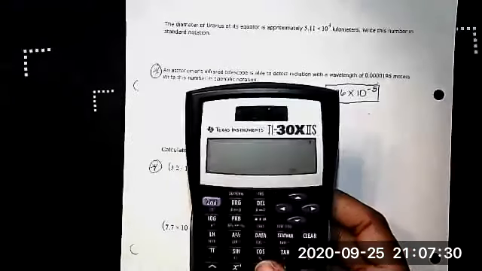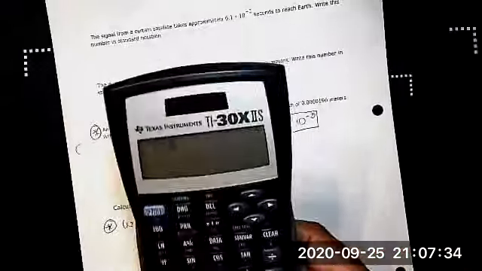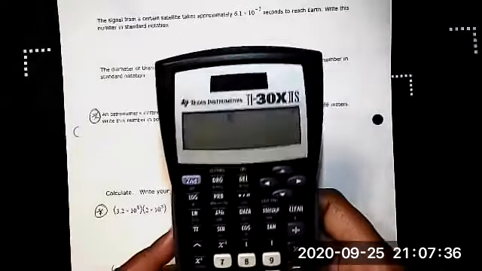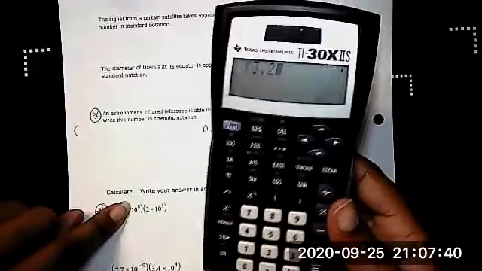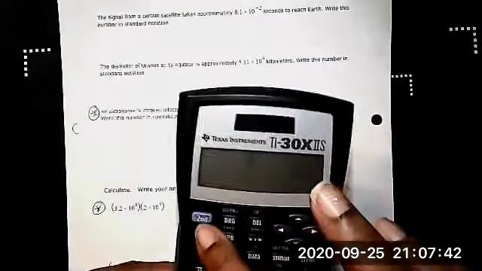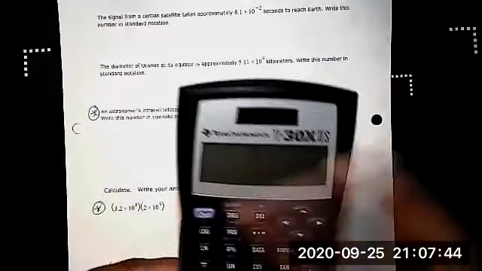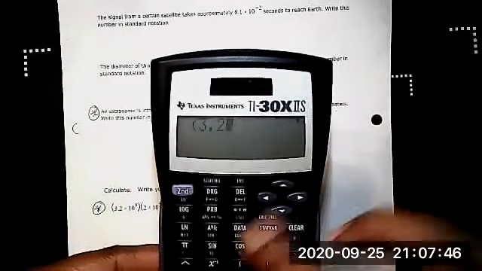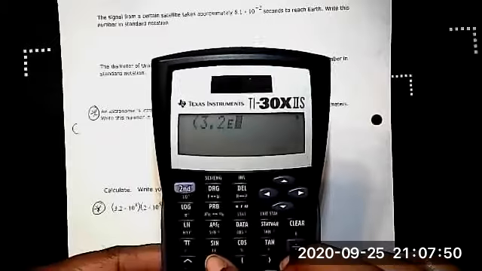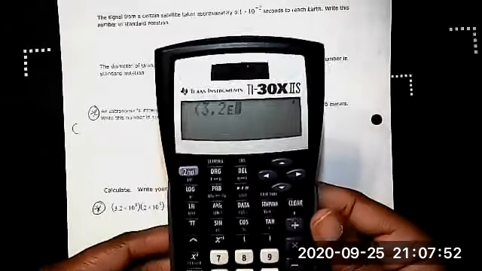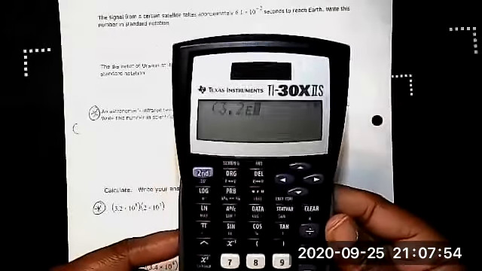So how do I do that? I'm going to put it in scientific notation. It is 3.2. And instead of putting times 10, in this particular calculator, go ahead and push the second key and then the little X to the -1, and it has a little EE on the top. That is the one you're going to push for scientific notation.